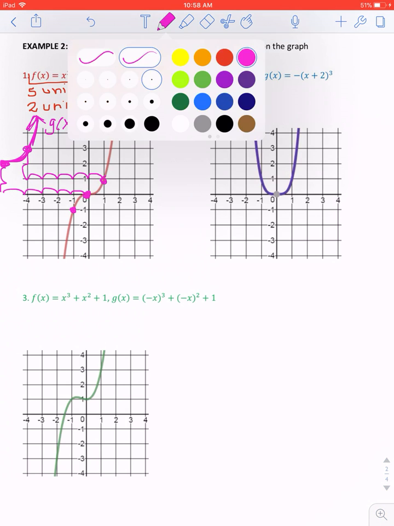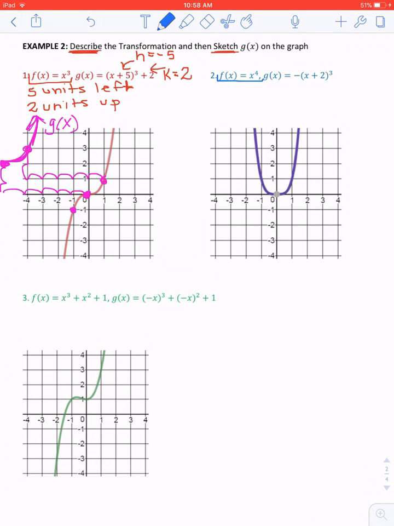All right, so number 2. We are starting with our first function of x to the 4th, and how many things changed in g of x? 2 things. We have that negative in front of our function, and we have a positive 2 inside with the x. All right, so let's do the easy one. Inside, that's the x minus h. If x minus h is positive 2, what is your h value? -2. If you have a negative in front of your entire function, your y's become negative, so you reflect over the x-axis.